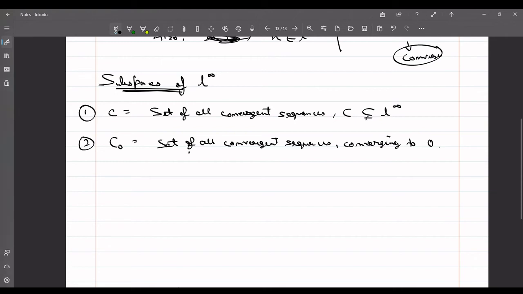That is the set of all converging sequences such that limit n tends to infinity. Now this is the set of all convergent sequences, and this is the set of all convergent sequences converging to 0. So obviously C0 will be contained in C, which is contained in, not equal to, L infinity. Now here also there is strict containment.